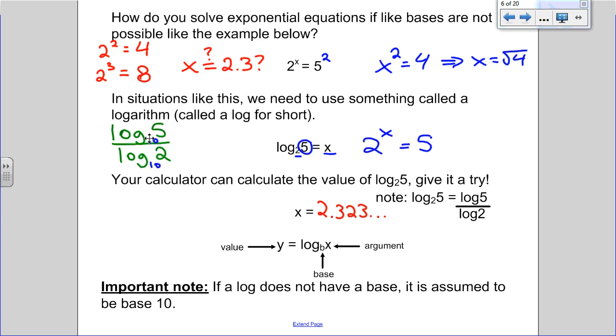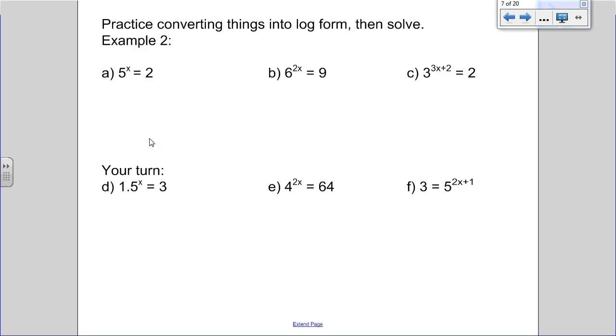Logs convert exponents so that you can actually solve them. That's the big thing here. That's why logs exist. It's what they're for. We're going to try converting a few of these. And then we're going to convert and solve them just for fun.